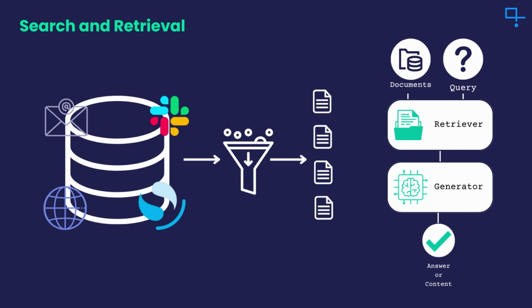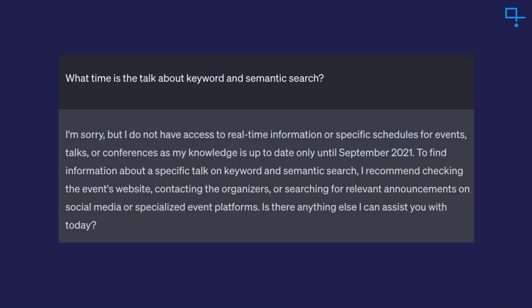And most modern LLM applications these days look a bit like this. You have a database somewhere, you have your documents, you have a query, and you have this retriever component, acting like a filter, followed by a generative component. And then you've got an answer, hopefully. So I want to depict that in a very simple way. This is me asking ChatGPT, what time is the talk about keyword and semantic search? And if I'm lucky and I'm using a good performant large language model, I may be getting an answer a bit like this that's telling me, I'm sorry, I don't know.